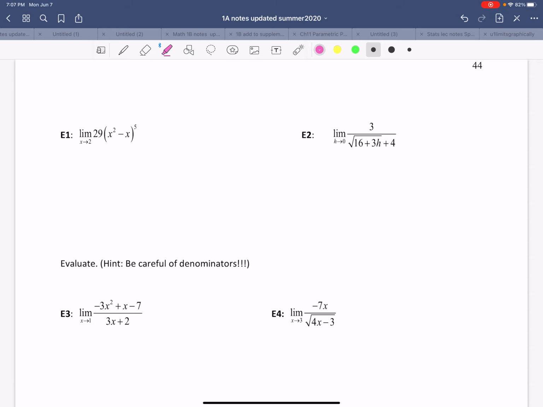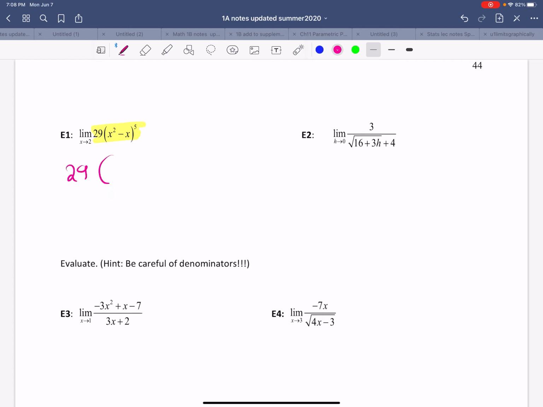The first one, we have the limit as x approaches 2 of 29 x squared minus x to the 5th power. First of all, it's a polynomial. It might look scary as of now, but we don't need to expand that polynomial. We're just going to plug in x as 2, because the function we are dealing with is continuous at x equals 2. If you're evaluating the limit of a polynomial, you can replace the x's by the number c. In this case, c is 2.